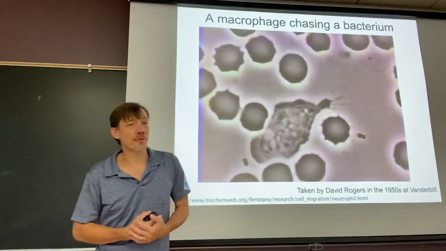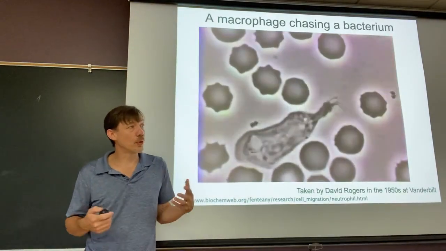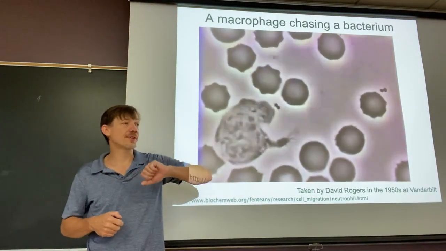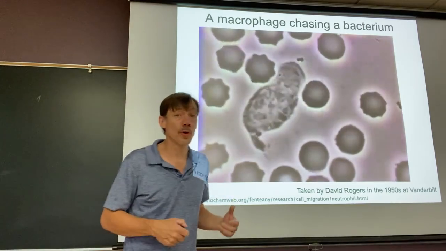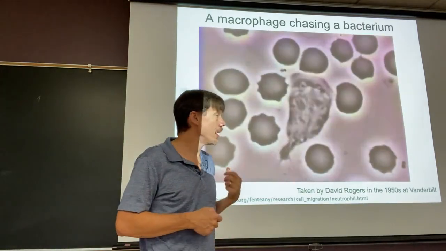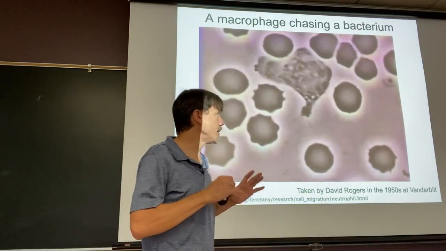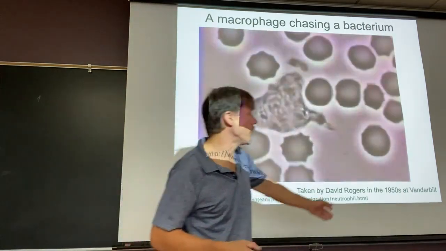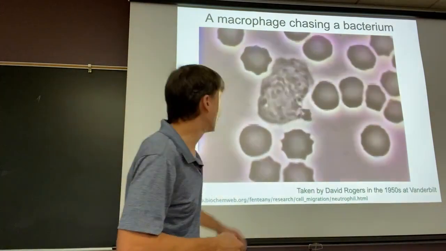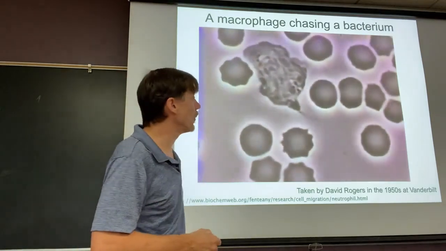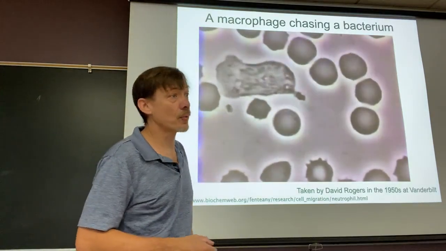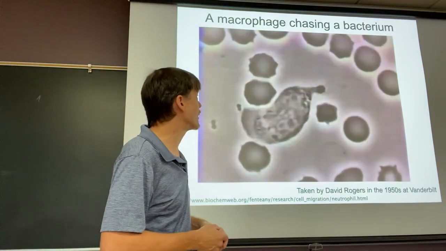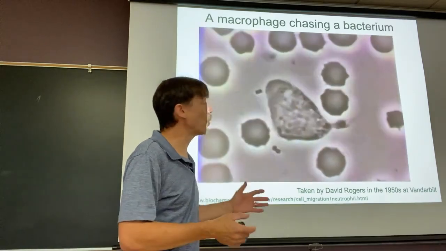So to start off, the whole problem of how the process of axonal elongation works is very much a problem in cell motility. And to start this off, I begin with a really famous movie taken in the 1950s of a white blood cell that is migrating around, chasing a bacteria. So I'll just point out a couple of things.